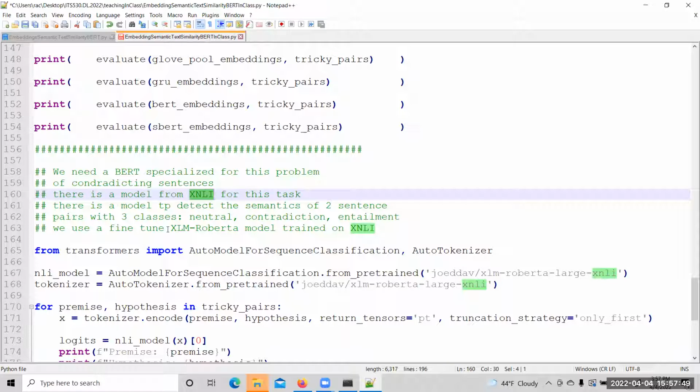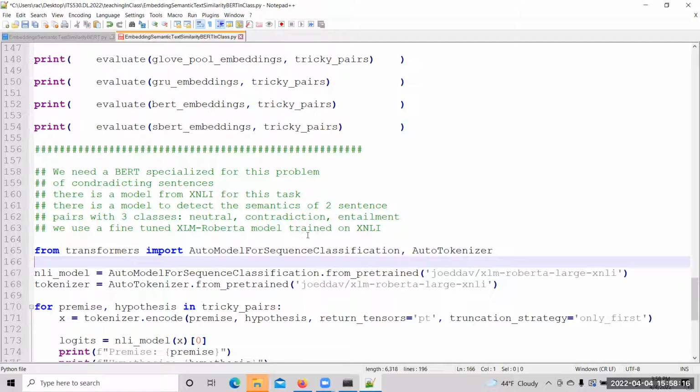There is a model to detect the semantics of two sentences. Basically, this model, for pairs, predicts classes. It's going to say neutral, contradiction, or entailment. And so we will use a fine-tuned XLM Roberta model trained on XNLI. So this is the task XNLI, where they have actually annotated examples as contradictory, neutral, entailment.